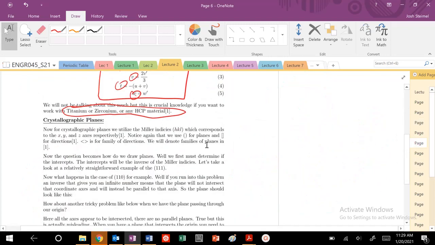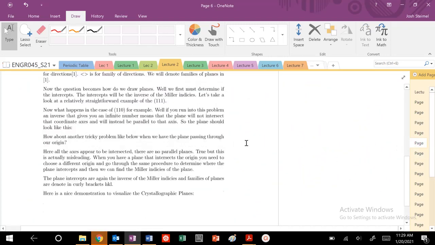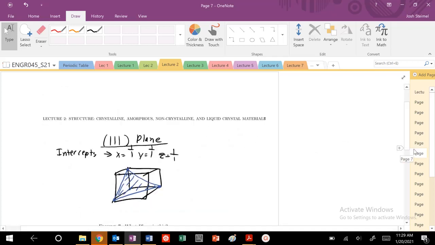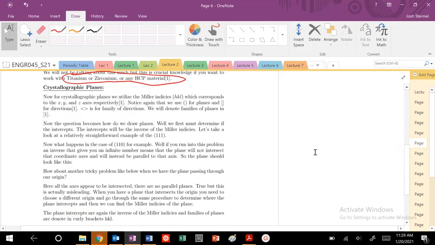So next time we are going to get into this idea of crystallographic planes, and look at some other examples of planes and directions. We've gone through directions, but we'll also look at how we draw planes in our unit cell. So more on that next time, next video.